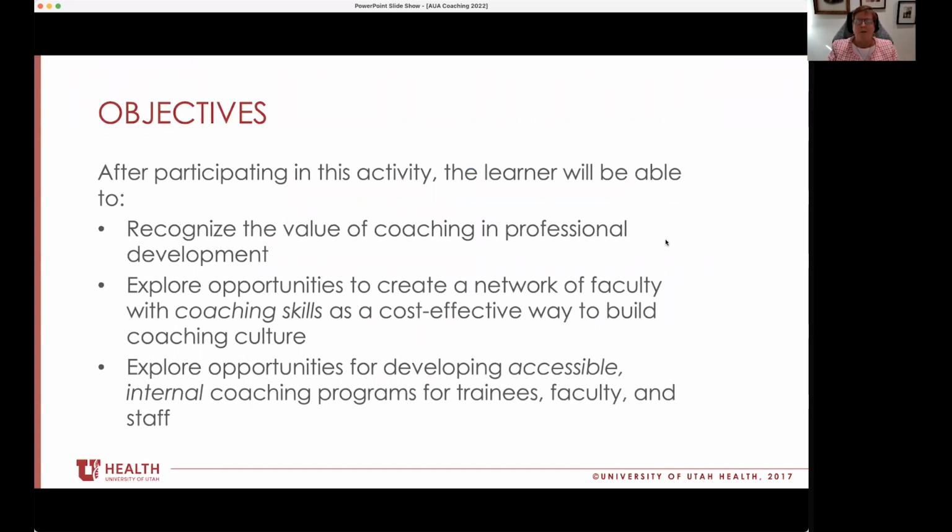My goal for this discussion is to help you recognize the value of coaching in professional development, and then explore opportunities to create a network of faculty with coaching skills as a cost-effective way to build coaching culture at your own institution, as well as opportunities for developing accessible internal coaching programs for trainees, faculty, and staff.